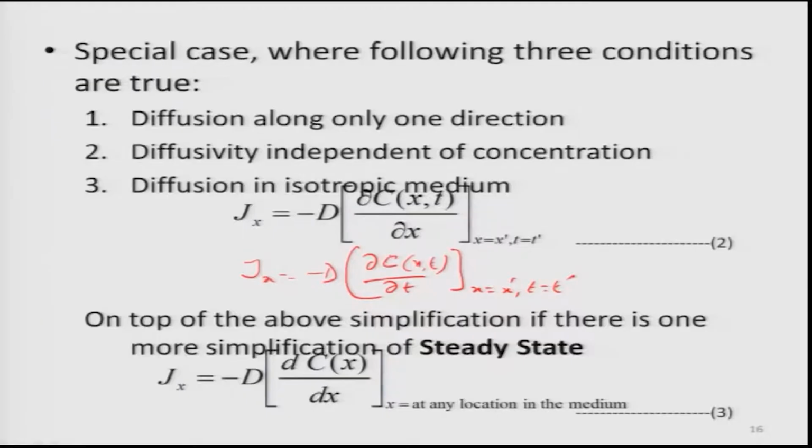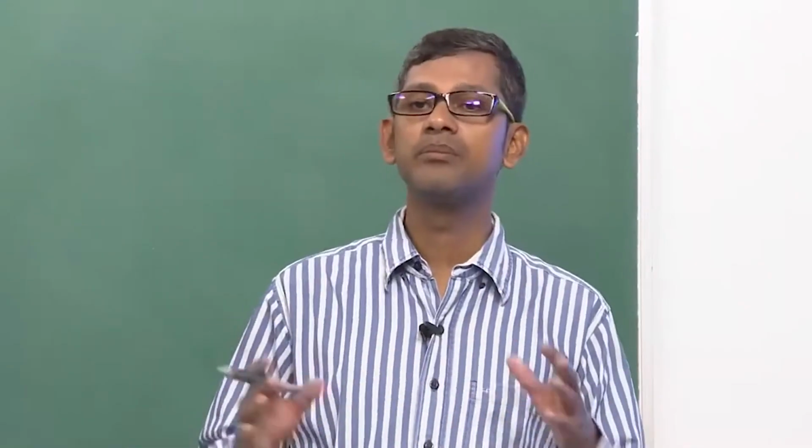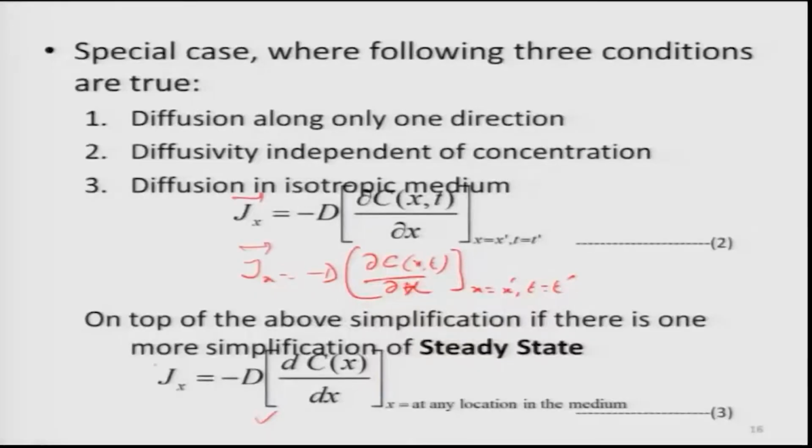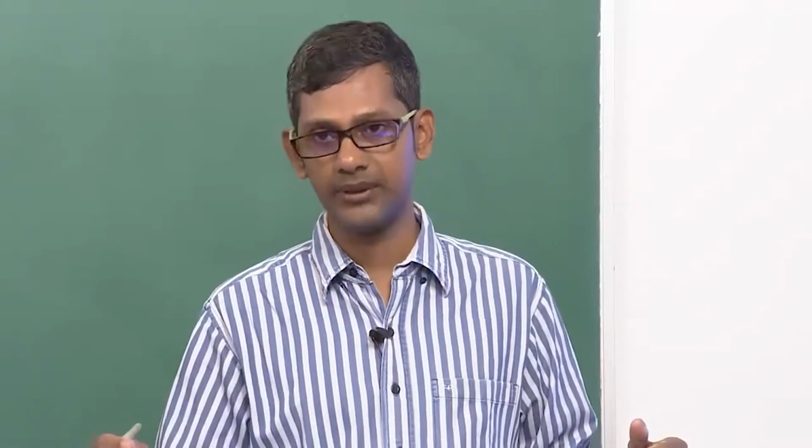On top of the above simplification, we can also assume steady state. Steady state means suppose I have done an experiment for a long time and things have reached a steady state. That means there is no effect of time on the concentration gradient. Then we can write Jx is nothing but minus D dC by dx. The del has become d, because C is only a function of x, no longer a function of x and t, since we have done the experiment for an infinitesimally large time.